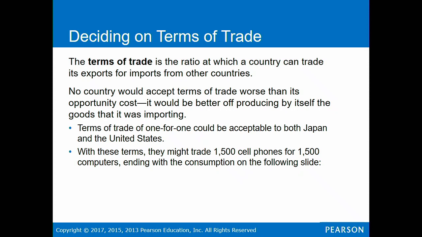So now the terms of trade. That's the ratio at which a country can trade its exports for imports from other countries. That's going to be the agreement, the price. So no country is going to accept terms of trade that are worse than its opportunity cost. In that case, it would be better off producing the goods themselves instead of importing. It's the same basic idea as you're never going to spend more money than a product creates value for you. And as a firm, you're not going to sell a good at a lower cost than production. Same basic idea. You're not going to agree to terms of trade that are making you worse off.